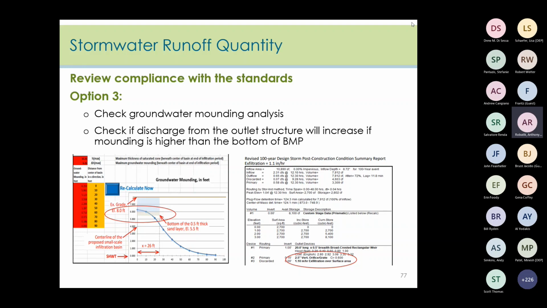And if more flow is discharged from the outlet structure, then you should check if the peak flow rate from the BMP is still below the maximum allowable peak flow rate. And if that peak rate is above, then the basin size or the outlet structure may need to be adjusted to provide more storage volume during the design storm.